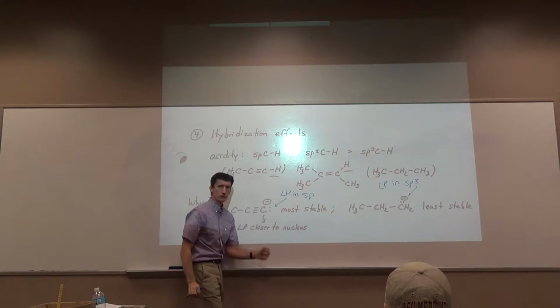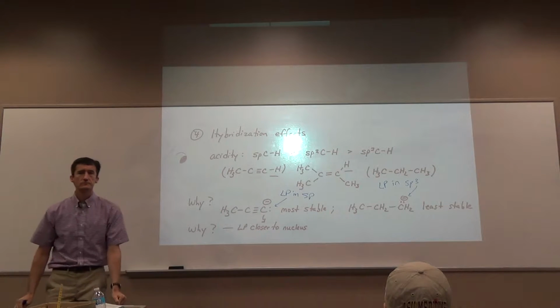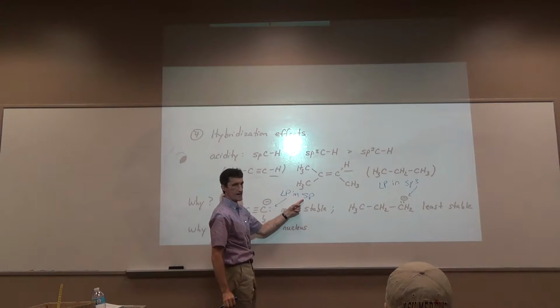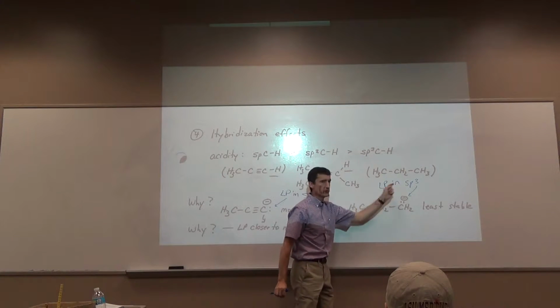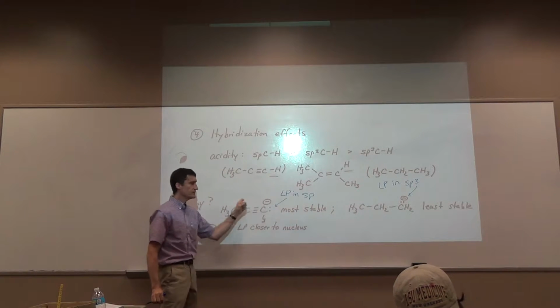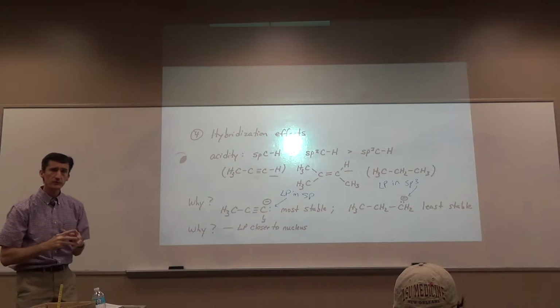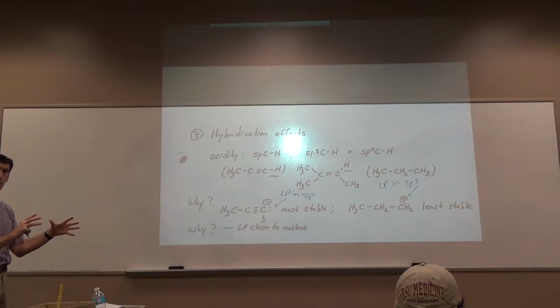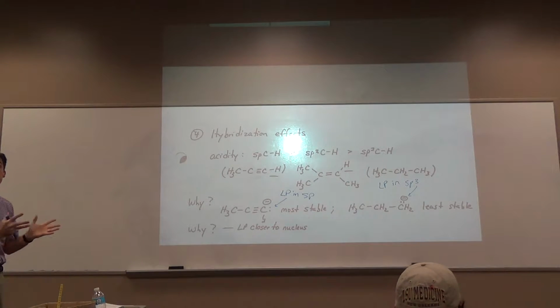Which lone pair is closer to the nucleus? This one, it's 50% S. This one is only 25% S. 50% S means that that hybrid looks more like an S orbital. The electron density can approach the nucleus more. P orbital, there's no electron density at the nucleus.